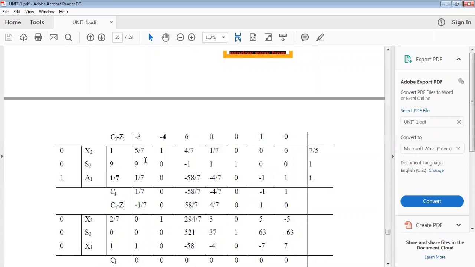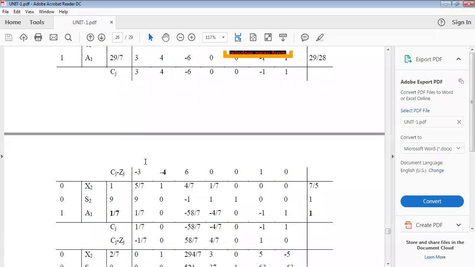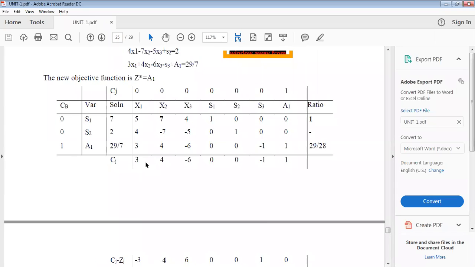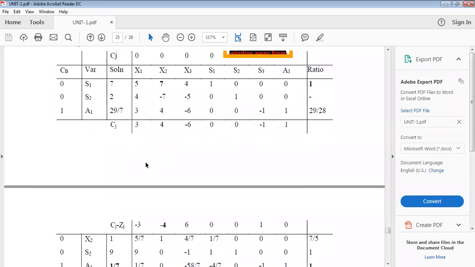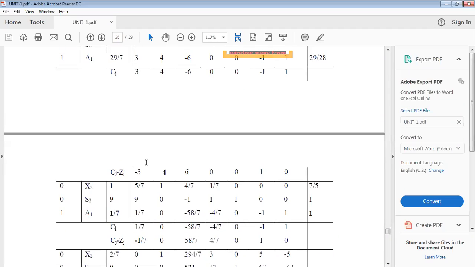So next comes, you understand now. You have to calculate ZJ. So this is ZJ. ZJ means 0 into all these things, 0. This is 1 again, 1. 1 into 1 by 7, 1 by 7. 1 into 0, 0. 1 into minus 58 by 7, minus 58 by 7. 1 into minus 4 by 7, minus 4 by 7. 1 into minus 1, minus 1. 1 into 1. So like this you are getting.